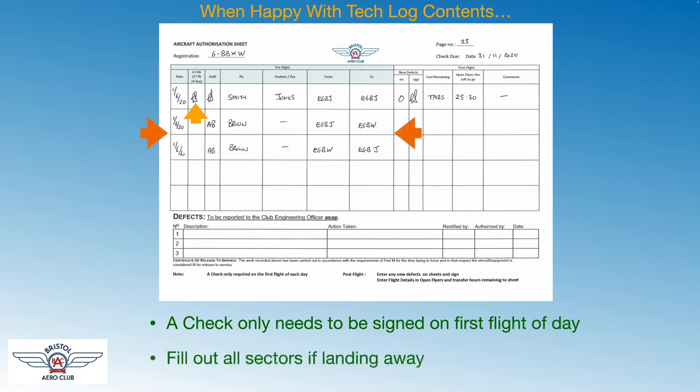The date, fill out all these sectors. If you're going to land away, fill out the subsequent sectors. In this case, the aircraft's going out to Wellesbourne and back, so fill in the 2 sectors there before you get airborne. For the authorization, if you're self-authorizing, you just initial it yourself. If you've been authorized by an instructor, if you've got less than 50 hours P1, you put the initials of the authorizing instructor in there. So that's us happy and away.